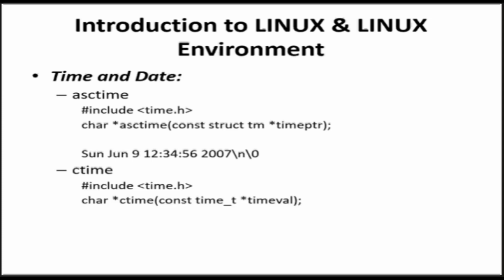And the function ctime is represented with the following syntax, which contains a parameter timeval. The function ctime is equivalent to calling asctime of localtime of timeval. When we look at the last two statements on the screen, we can call the ctime function either by using the function name ctime with parameter timeval, or we can also call it by using asctime of localtime of timeval. Both are the same.